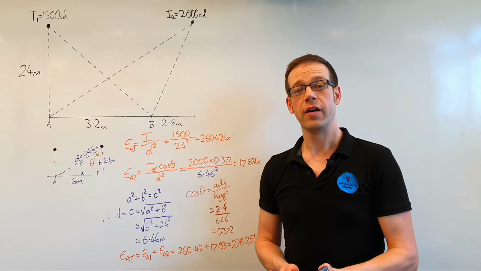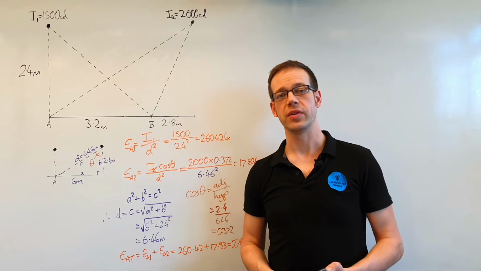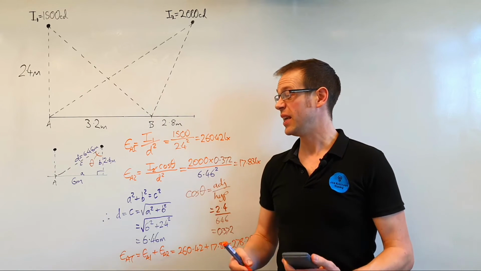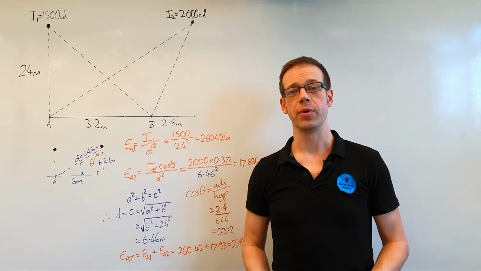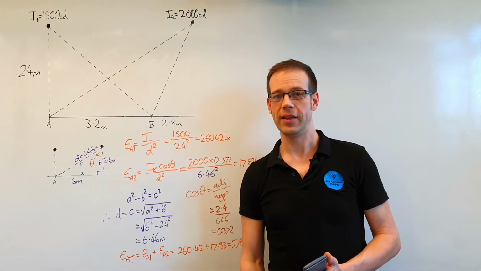So we've answered half of this question. We've answered the first part of the question. We found the total illuminance at position A. And now, if it was me again, I'd just treat this next part as a completely separate question. Let's calculate the illuminance at position B.